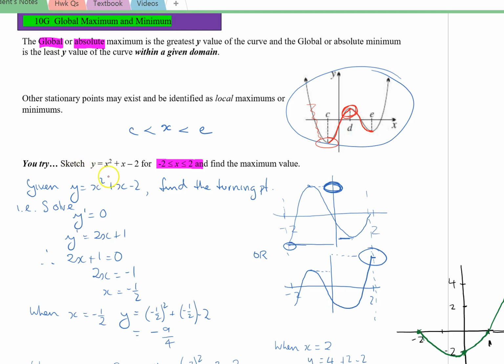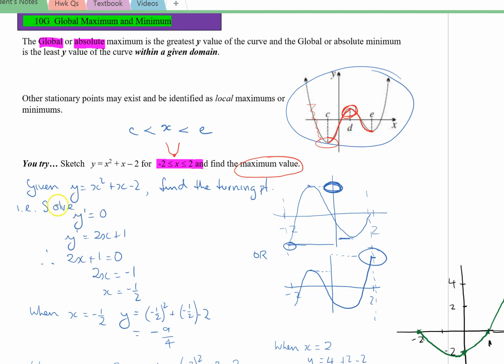It says sketch y equals x squared plus x minus 2 in this domain, minus 2 is less than or equal to x is less than or equal to 2. So we're going from minus 2 to 2. And we have to find the maximum value. We know that this is a parabola and it's a positive parabola and it's going to have a minimum. So it's not the minimum value that we're wanting. We're wanting to know the maximum value of this parabola in this domain.